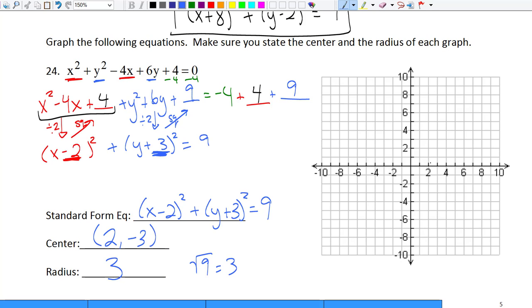Then I can graph that 2 comma negative 3. That's my center. I'm going to go up 1, 2, 3, put a dot, right 1, 2, 3, down 1, 2, 3, left 1, 2, 3.